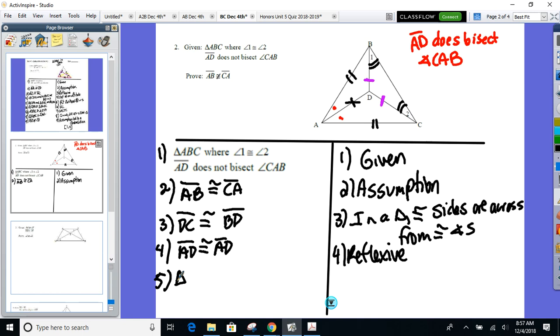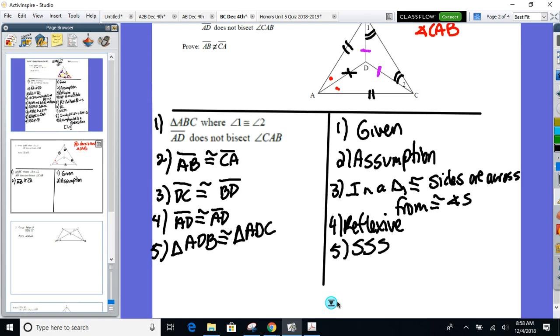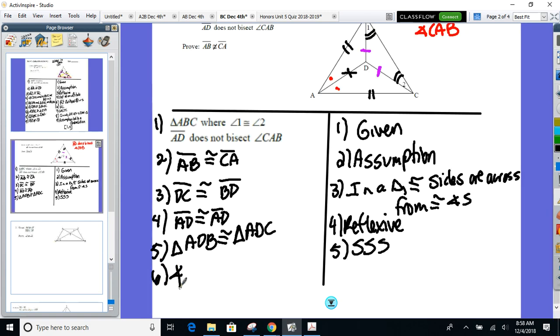Enough to say those 2 triangles are congruent. Okay, so triangle ADB congruent to, let's see, if I go ADB, I got to go ADC. Method: side, side, side. Why did I want those 2 triangles congruent? So I could say which angles? Angle BAD congruent to angle CAD, CPCTC.